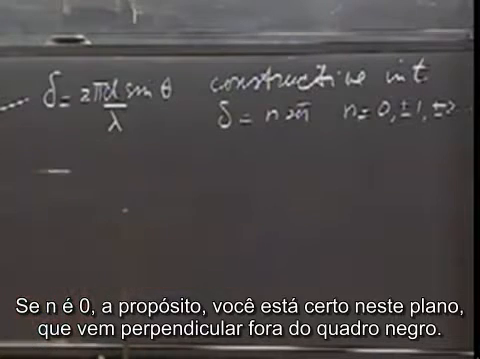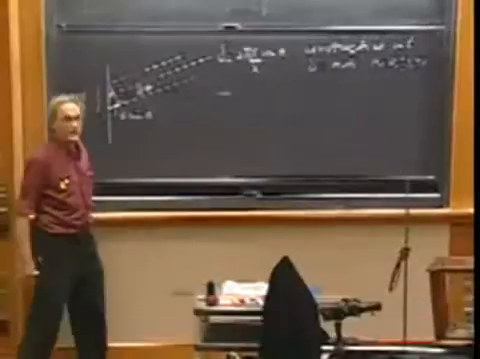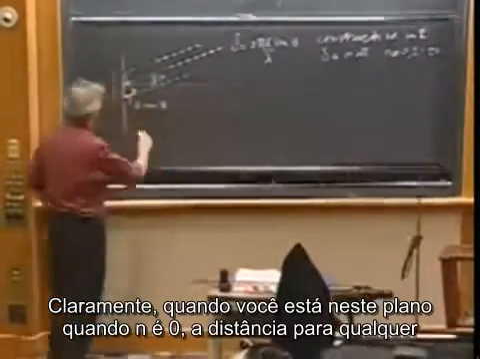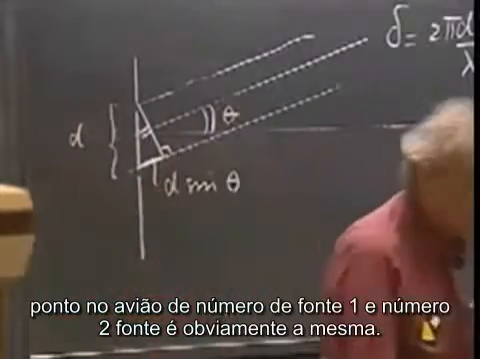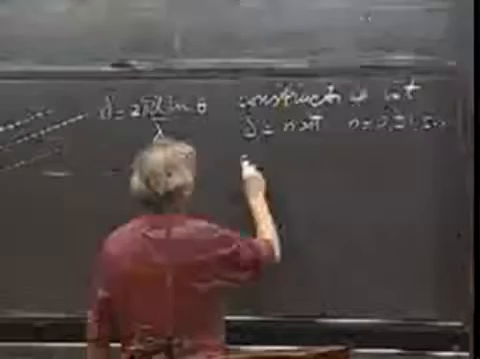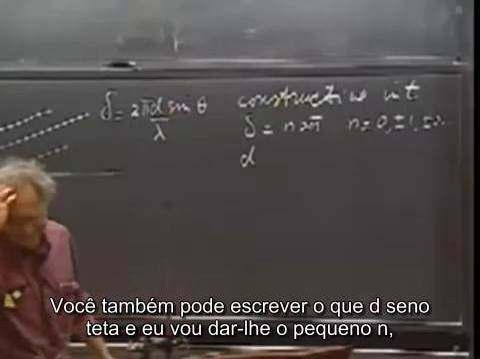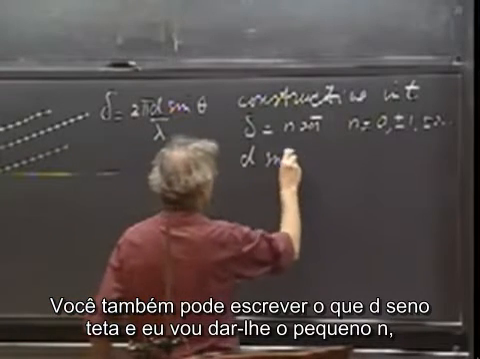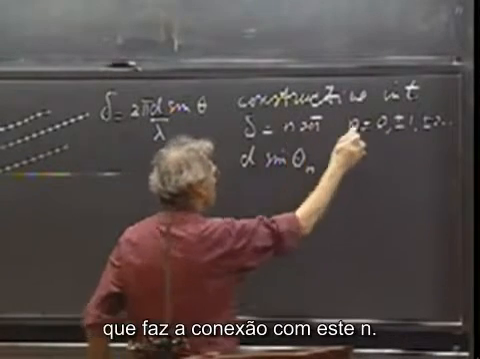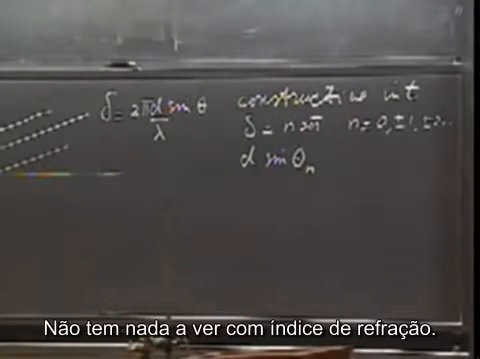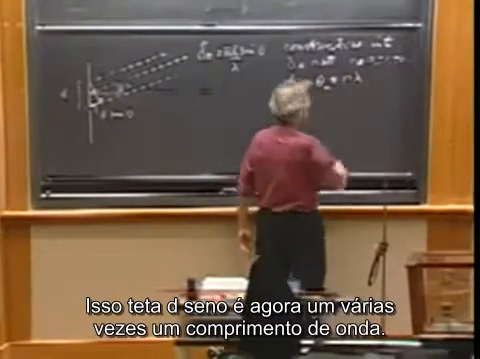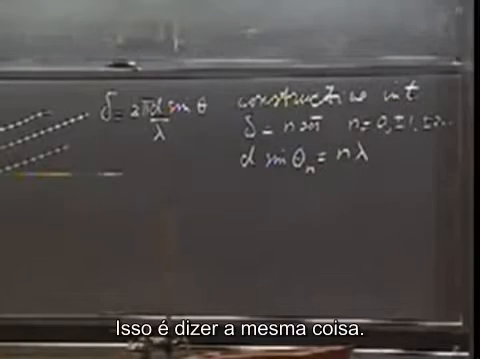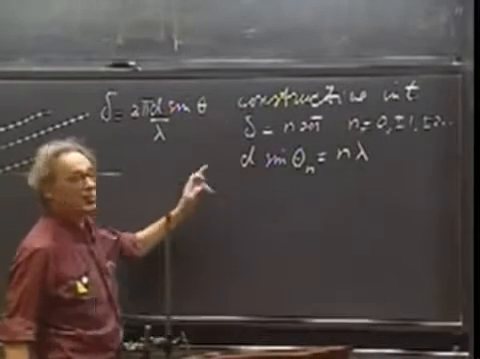If n is 0, by the way, you are right at this plane, which comes perpendicular out of the blackboard. Clearly, when you're on this plane, when n is 0, the distance to any point on the plane from source number 1 and source number 2 is obviously the same. You can also write down that d sine theta, and I'll give it a little n, which makes connection with this n, it's nothing to do with index of refraction, that d sine theta is now a multiple n times 1 wavelength. That's saying the same thing. So this statement here is the same as this statement. There's no difference between them.